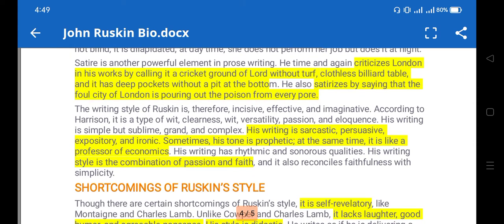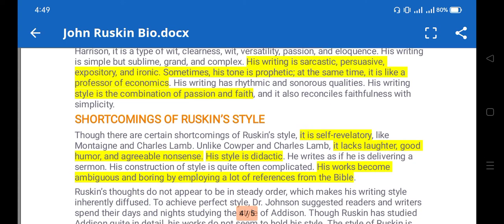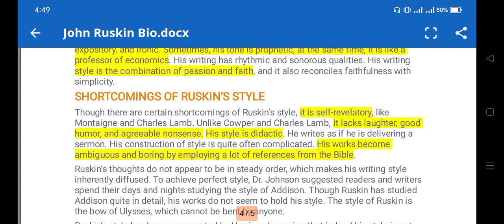His writing is sarcastic, persuasive, expository, and ironic. Sometimes his tone is prophetic at the same time, like a professor of economics. His style is a combination of passion and faith.